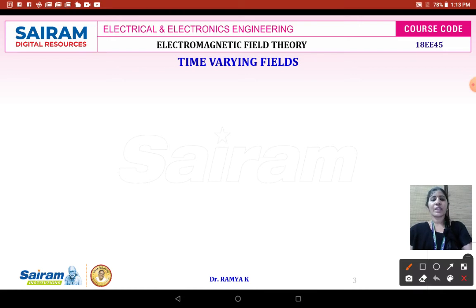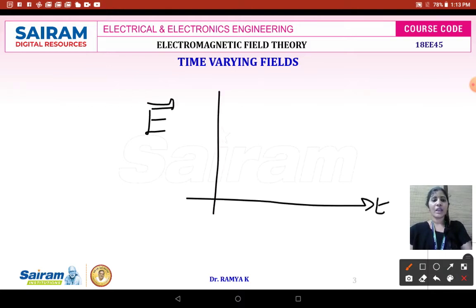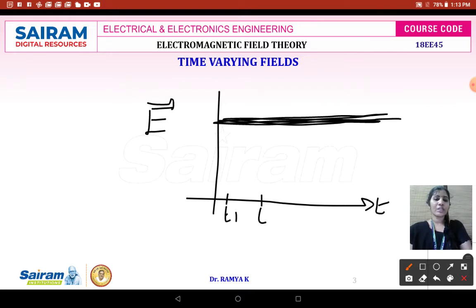Now the concept of time varying field. First we should understand what is meant by a steady state field and what is meant by a time varying field. For a steady state field, for example, consider your electrostatic field. Consider this is your time axis, and the waveform I am drawing is the magnitude. If you see the magnitude of the wave, it remains constant throughout the time axis. So at t equal to t1, t equal to t2, or t equal to t3, the magnitude, V or I or power, remains constant.